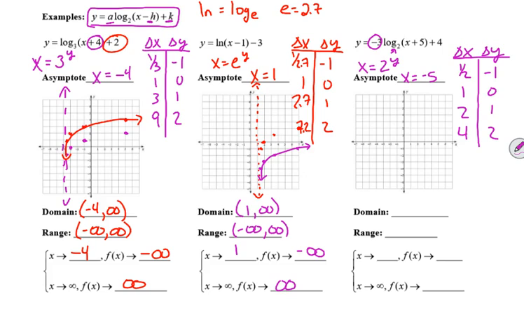Now, I do have a multiplier, so that is multiplied by your y. All right, so negative 3 times negative 1, that's going to become positive 3. Negative 3 times 0 is 0. Negative 3 times 1 is negative 3, and negative 3 times 2 is negative 6. So again, all I did was multiply my y values by negative 3. Now I can graph my asymptote at negative 5.